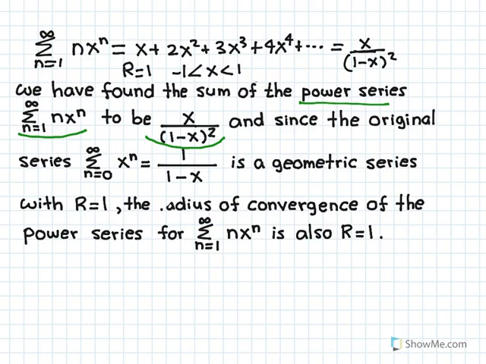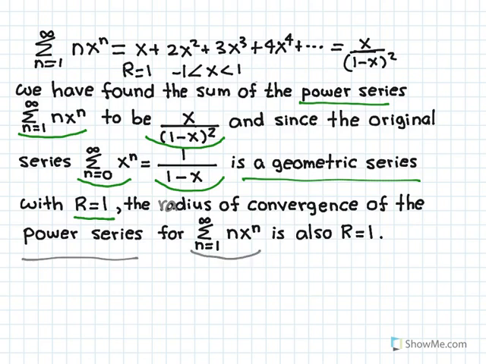And since the original series, summation n equals 0 to infinity, x to the power of n, is equal to 1 divided by 1 minus x, is a geometric series with radius of convergence equal to 1. The radius of convergence of the new power series for summation n equals 1 to infinity n times x to the power of n is also R equals 1. That means the interval of convergence is x less than 1, larger than negative 1.